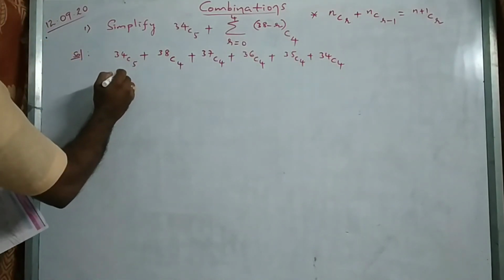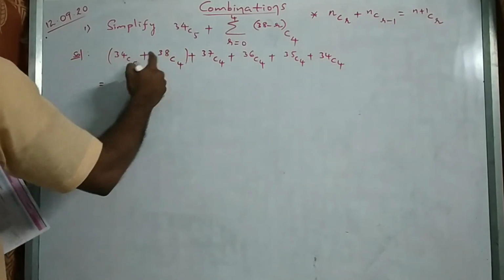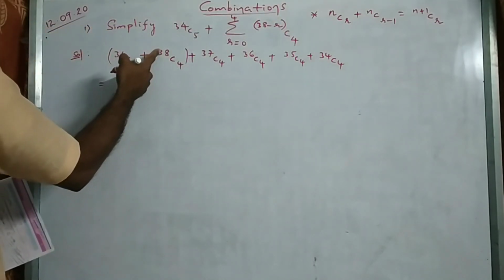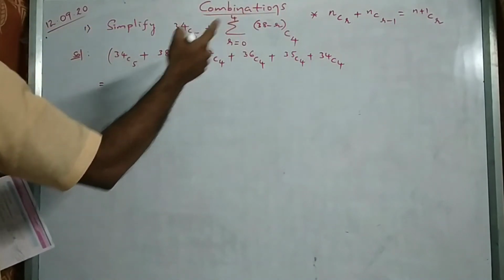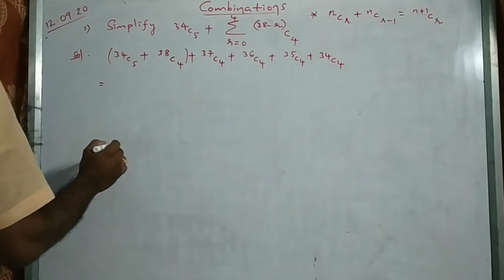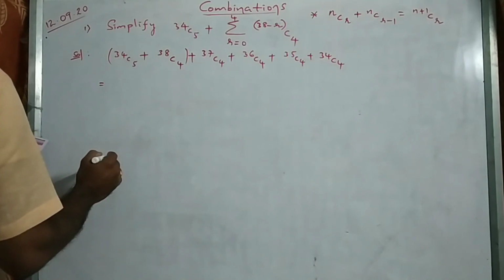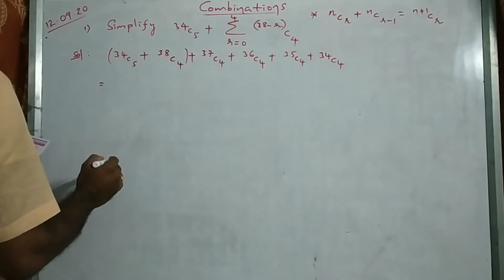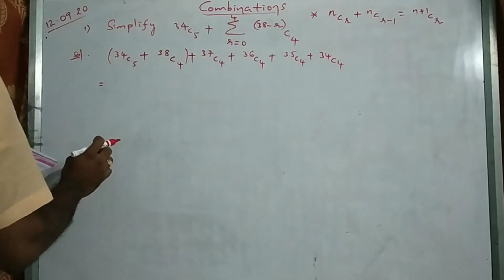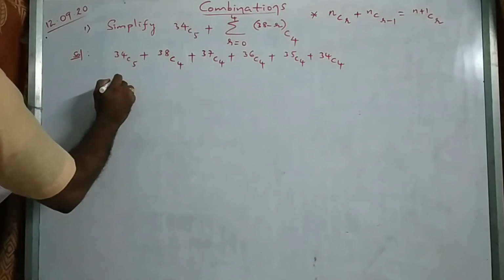Now you look at these two, if you look at these two, looks like that formula you see, NCR plus NC(R minus 1) means I can write (N plus 1)CR. It's not look like that. So not these two, right? First one, last one I'll rearrange now.